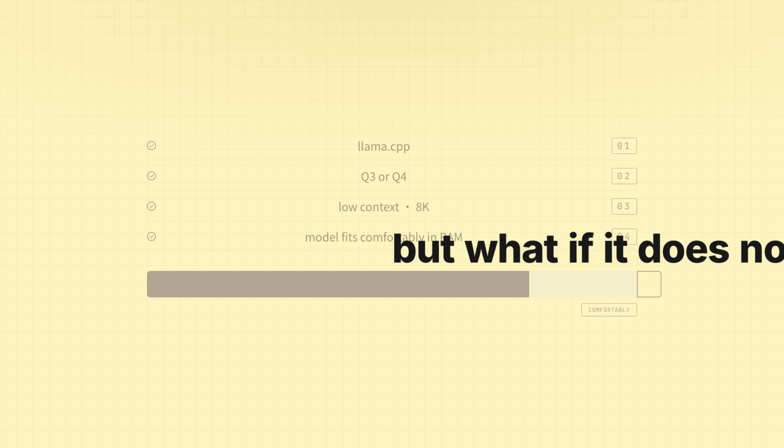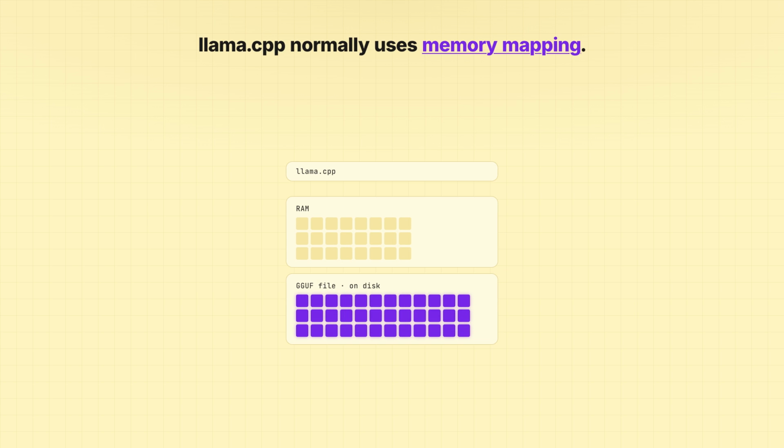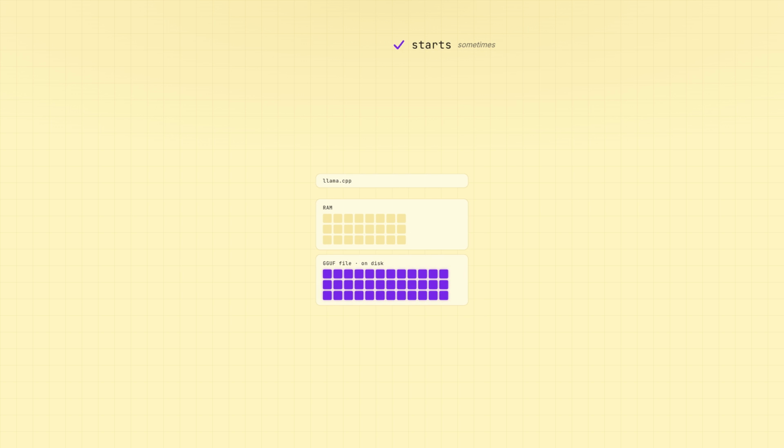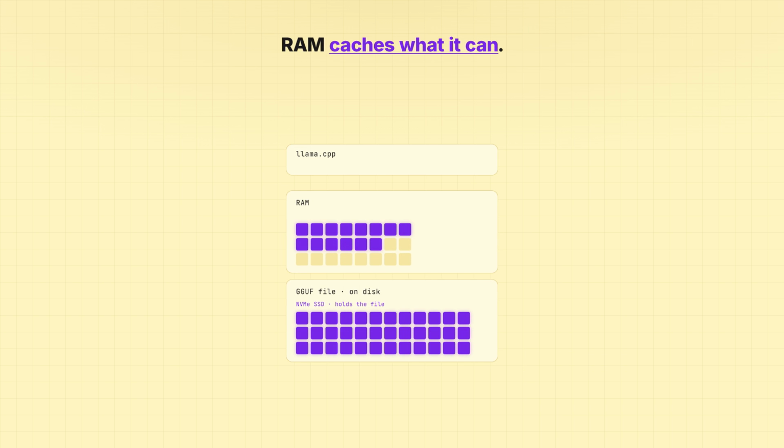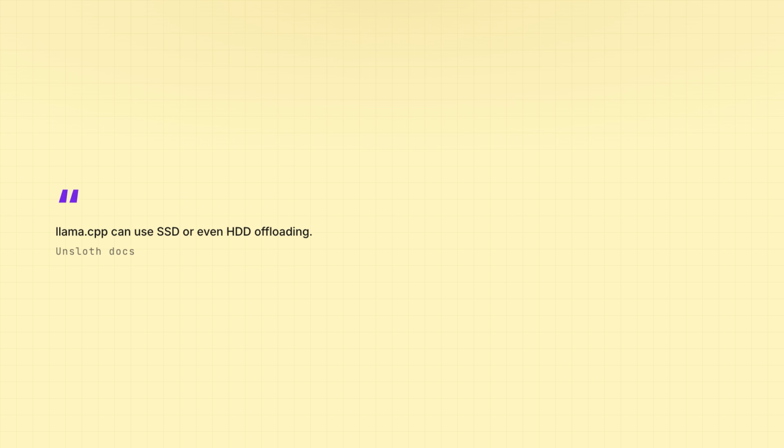But what if it does not? Llama.cpp normally uses memory mapping. Instead of copying the entire GGUF file into RAM at once, the operating system can load pages from the model file when they are needed. This means a model can sometimes start even when the GGUF is larger than your free RAM. A fast NVMe SSD holds the file, RAM caches what it can, and llama.cpp keeps reading missing parts from storage. Unsloth also notes that llama.cpp can use SSD or even HDD offloading.